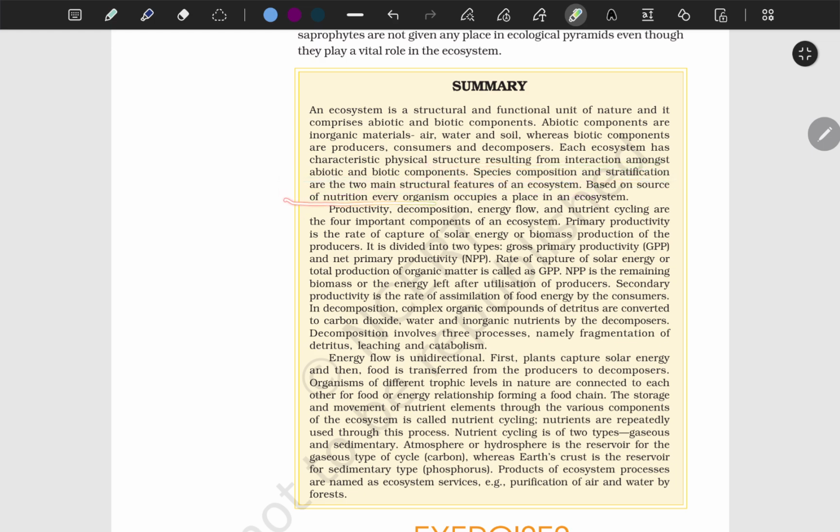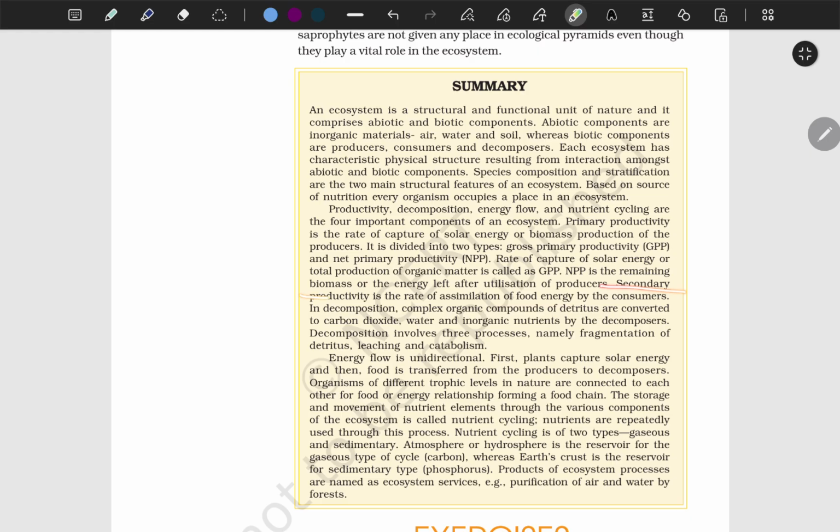Based on source of nutrition, every organism occupies a place in an ecosystem. Productivity, decomposition, energy flow and nutrient cycling are the four important components of an ecosystem. Primary productivity is the rate of capture of solar energy or biomass production of the producers. It is divided into two types: gross primary productivity (GPP) and net primary productivity (NPP). Rate of capture of solar energy or total production of the organic matter is called the GPP. NPP is the remaining biomass, the energy left after utilization by producers. So after subtracting the respiratory losses, it is called NPP, net primary productivity.